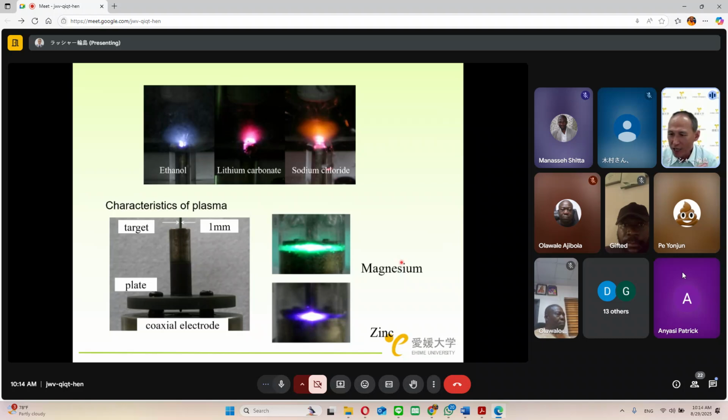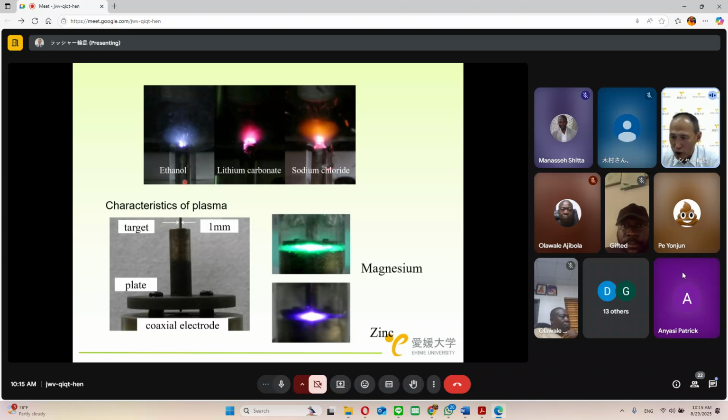Here is the light emission of plasma in liquid. You can see that the color differs depending on the type of liquid. From the left side, it is ethanol, lithium carbonate, and sodium chloride. This phenomenon resembles flame reactions.